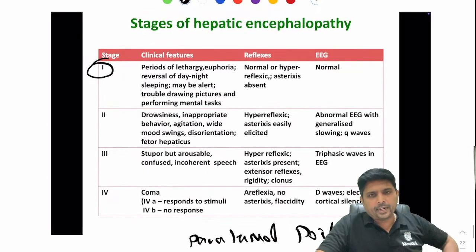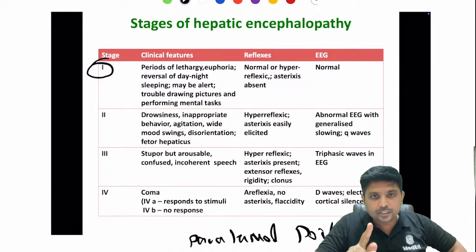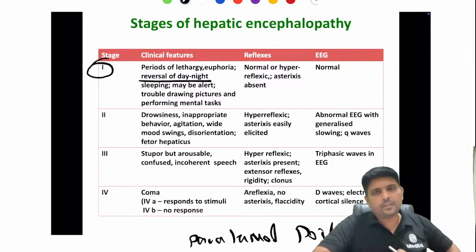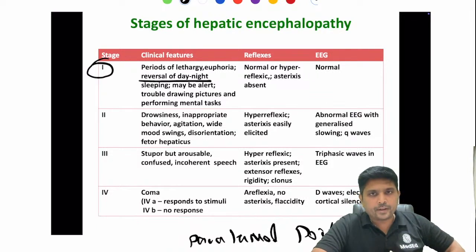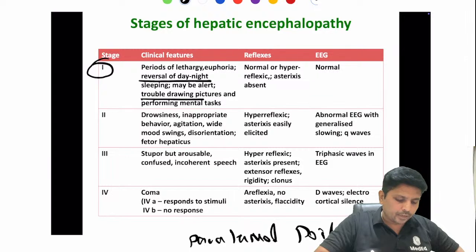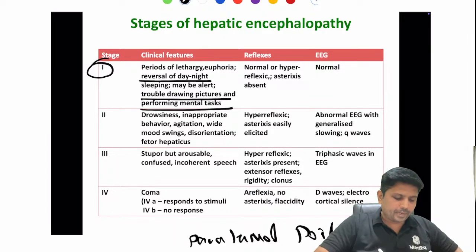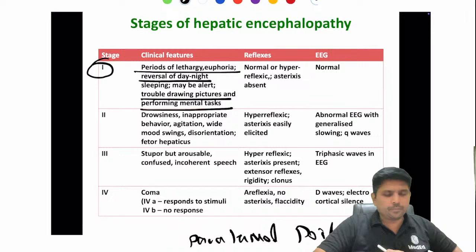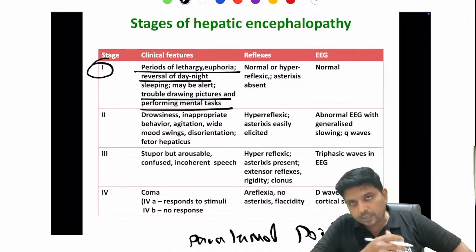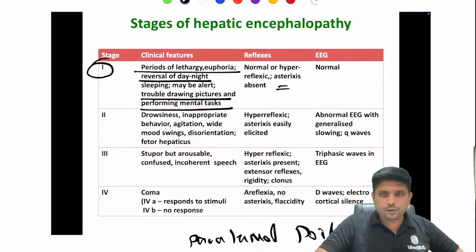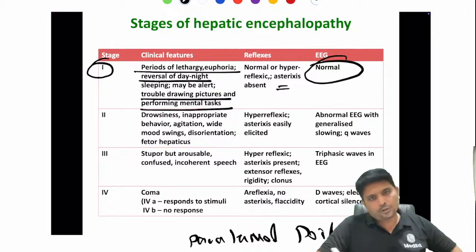Initially, in hepatic encephalopathy, the first manifestation is altered sleep-wake cycle. That means in the morning he will sleep, in the evening he will be awake. Along with that, trouble drawing pictures. Tasks that require mental activity cannot be done properly. Reflexes are usually normal. EEG is normal.